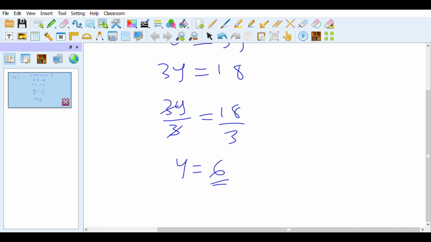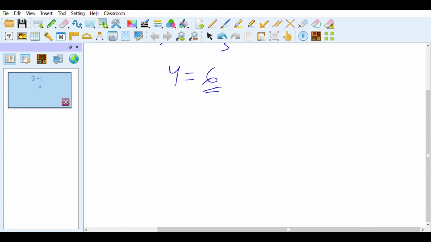So what we're trying to say is that in how many years' time will the father's age be equal to the sum of the children's ages? That will be in 6 years' time. Let's see if that's correct. So if the father is 36 years now, in 6 years' time, the father is going to be 36 plus 6, which is 42.